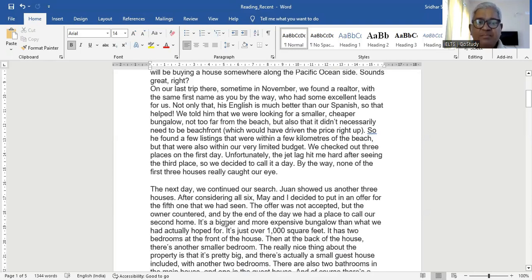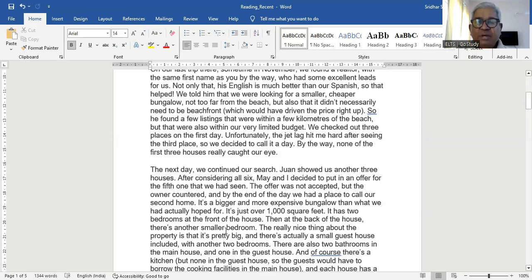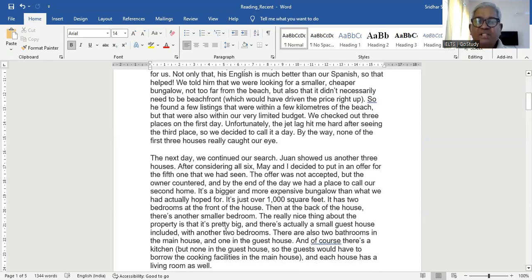So that helped. We told him that we were looking for a smaller, cheaper bungalow, not too far from the beach, but also that it didn't necessarily need to be beachfront, which would have driven the price right up. So he found a few listings that were within a few kilometers of the beach, but that were also within our very limited budget. We checked out three places on the first day. Unfortunately, the jet lag hit me hard after seeing the third place. So we decided to call it a day.